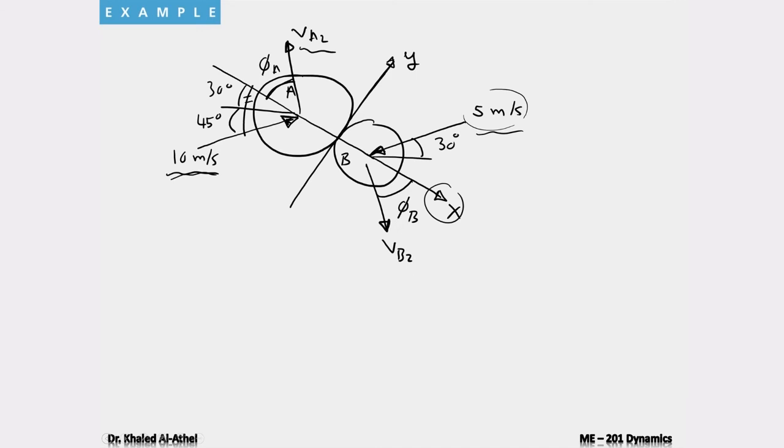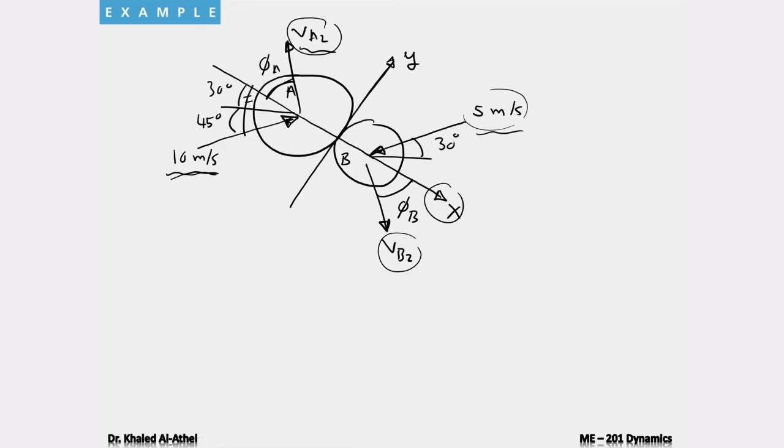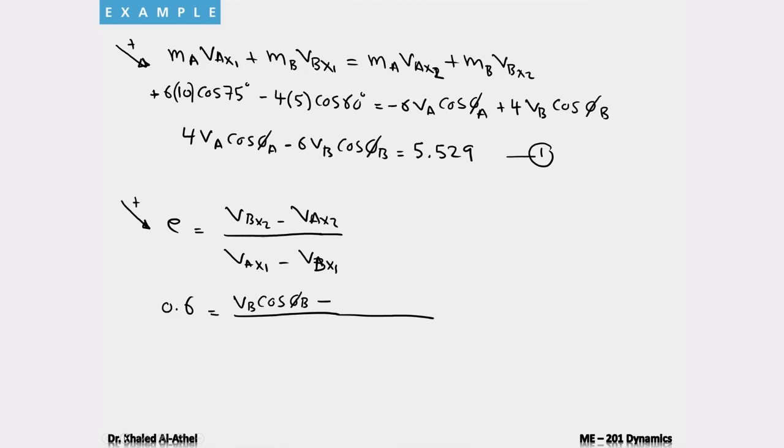Is it positive or negative? VBx2 has a component that is positive, so I'm going to write it as VB cosine phi B. And minus, which is part of the equation, let's look at VAx2. The component of the final velocity in the x-axis is negative. This is my positive x direction, so it's going to be negative. Therefore, it's going to be minus VA cosine phi A over, now you switch both of them.